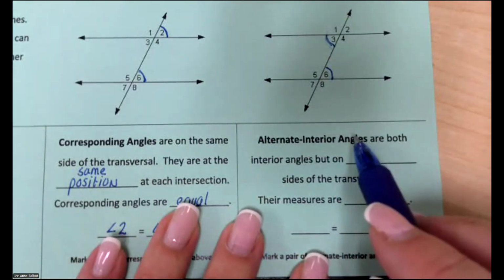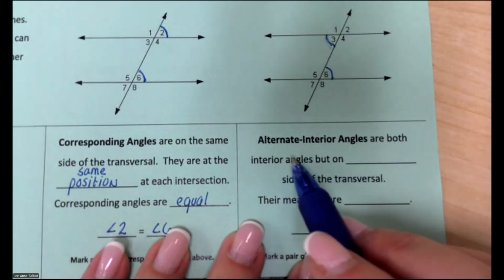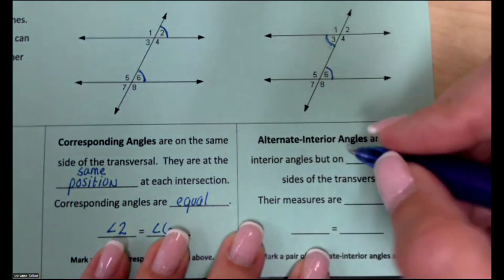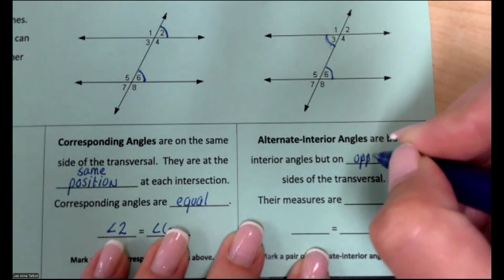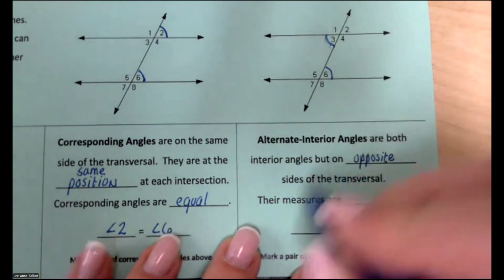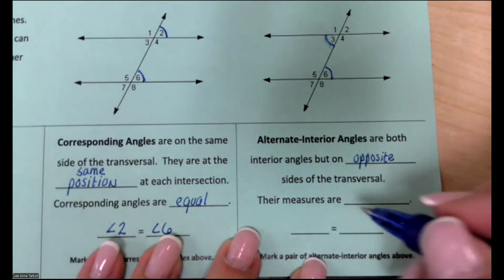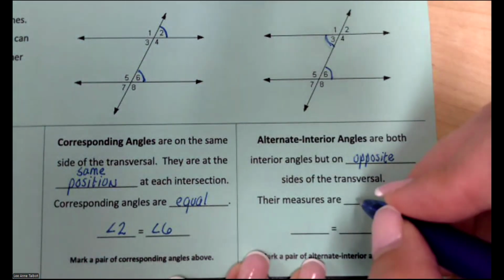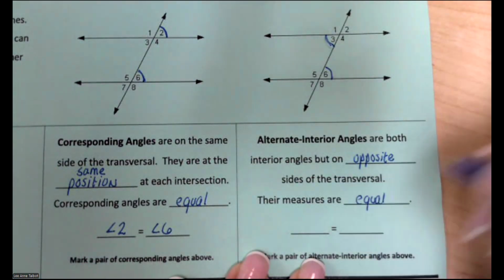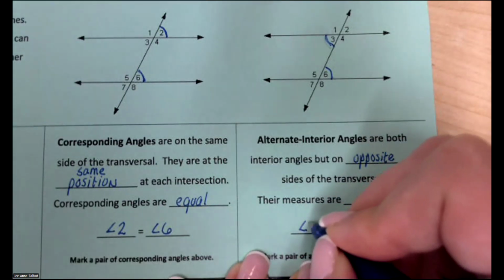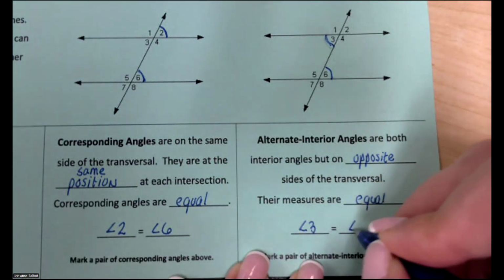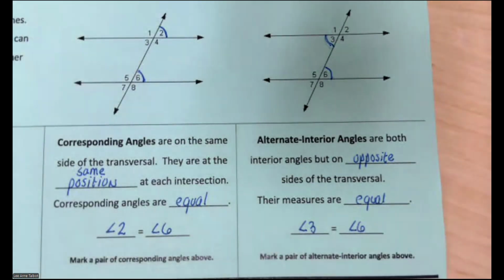Okay. Alternate interior angles are both interior, but on opposite sides of the transversal. Their measures are equal. Angle 3 is equal to angle 6.